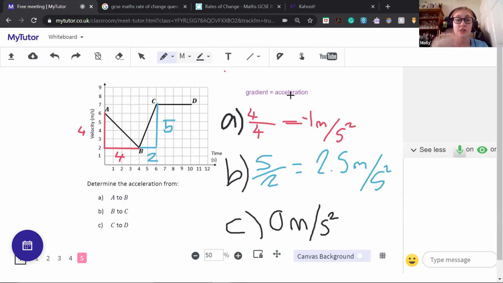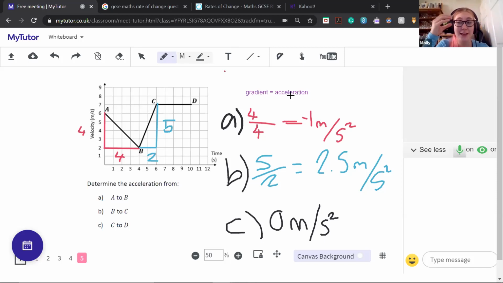Now, this does not mean that there is no movement happening. This does not mean that it's still. On a distance time graph, that means that it's still. On a velocity time graph, it means that the acceleration is 0, which just means that it's at a constant velocity. If your acceleration is 0, it just means that you're going at a steady pace. You're not accelerating, you're not decelerating.